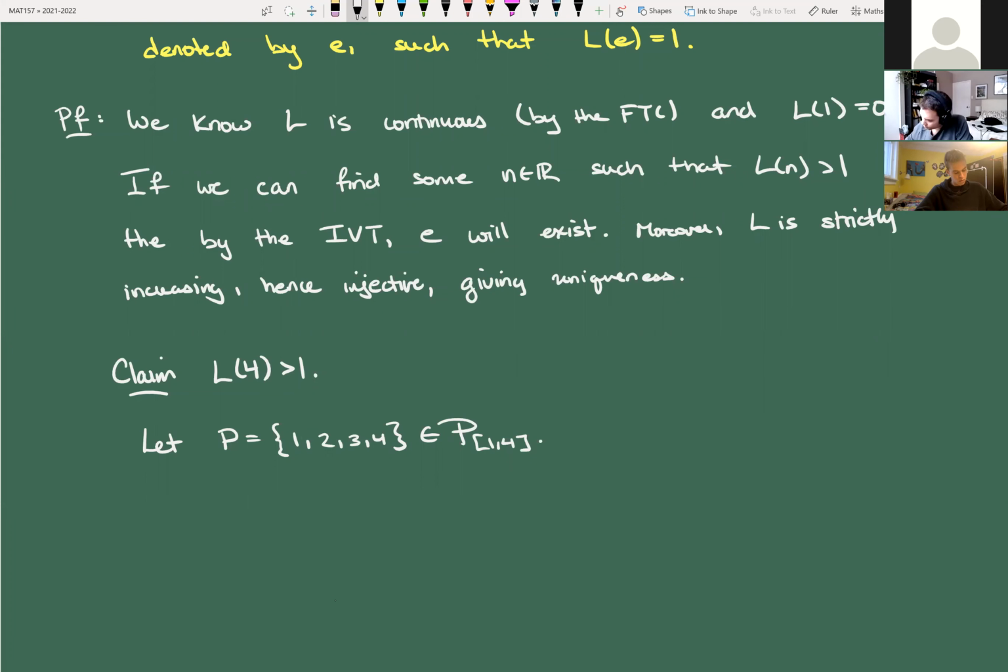And the reason that I'm doing this, let's think about what we are trying to show. L of 4 is the integral from 1 to 4. Let's not lose sight of what L is defined to be. L of 4 is the integral from 1 to 4. I need to prove that that integral is bigger than 1.